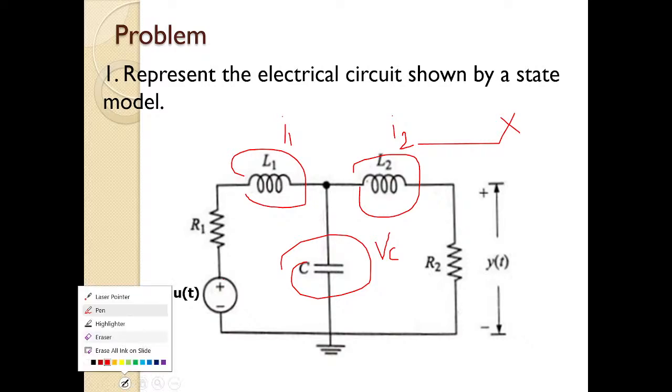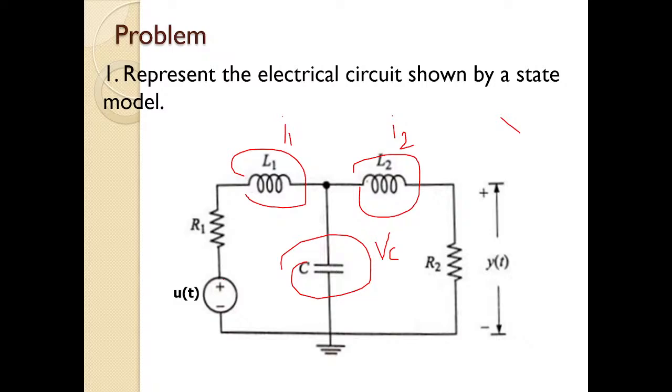The notation for state variable is X. So what is I1? Let us assume I1 is equal to X1. I2 is equal to X2.